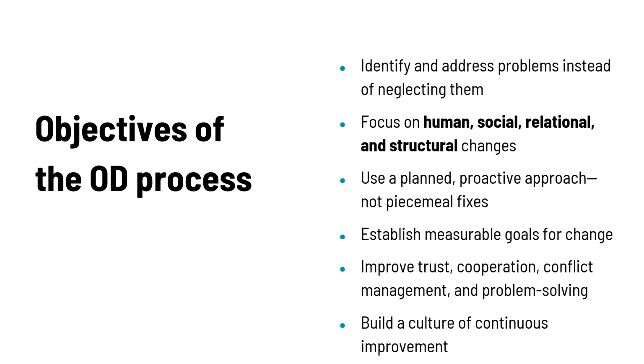Now, the OD process has clear objectives. It is meant to help organizations identify and address problems rather than ignore them. It focuses on human and social processes like relationships, trust, cooperation, and conflict management, along with structural changes. It also emphasizes planned and proactive change rather than uncoordinated piecemeal actions. OD aims to establish measurable goals, improve the organization's ability to solve problems, and build a culture of continuous improvement. So OD is not only about fixing, it is about strengthening the organization's long-term capability.